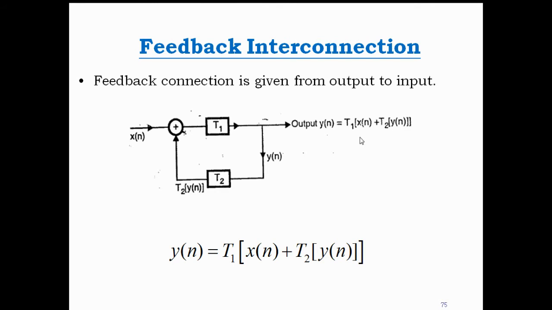So, looking at this whole diagram, your final output y of n can be defined as T1 acting on the input, which is x of n plus the feedback part as well. So the final y of n is T1 of x of n plus T2 of y of n. This is called a feedback interconnection.